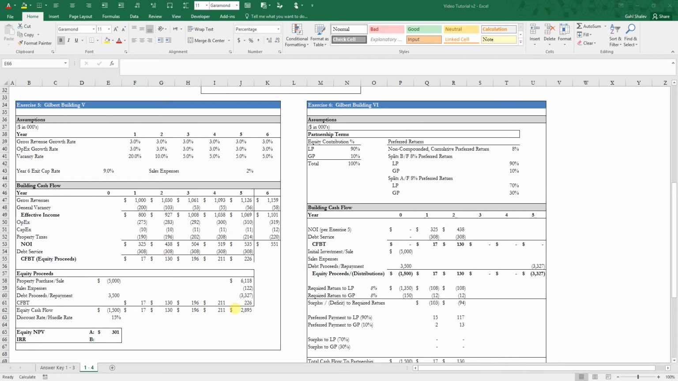To calculate IRR, we just use the IRR formula in Excel. This time, we do select the entire cash flows row. As you can see, our IRR actually does exceed our hurdle rate by about 5%.